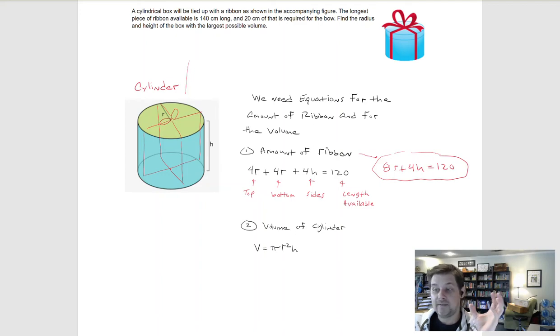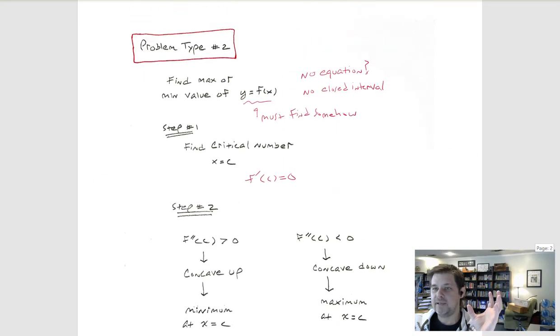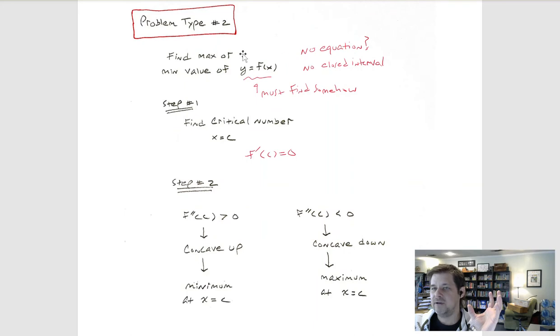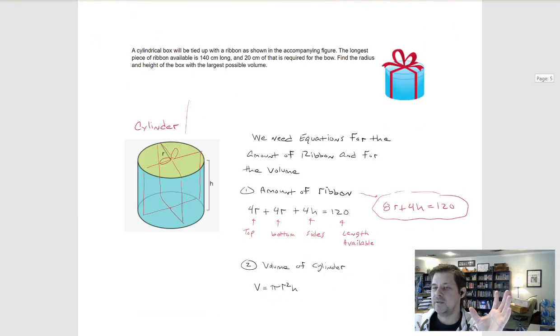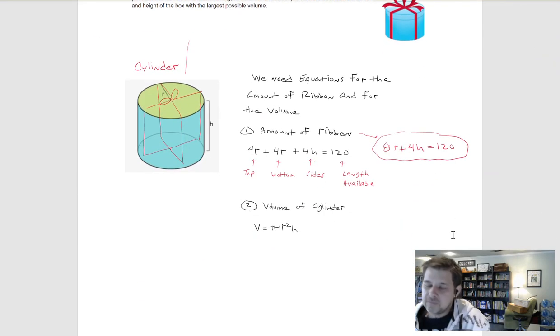Now that's the hardest part, remember, for this second type of problem, when we're just finding the maximum or minimum value, there's no closed interval that's mentioned. You've got to get those equations that are involved in the situation to start with. So, here we are back here again. Now let me go to the next page and write down my equation that quantifies the amount of ribbon and the volume of the cylinder.